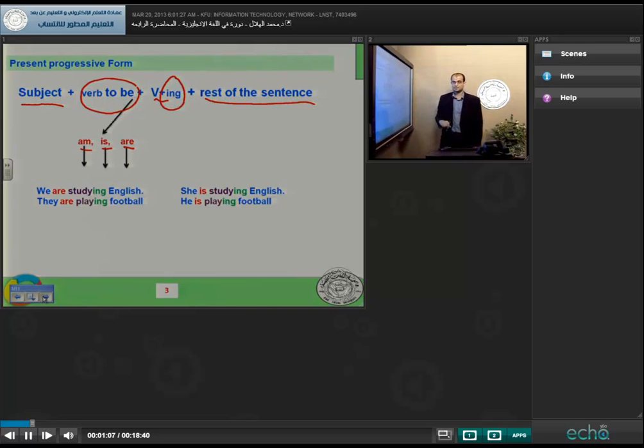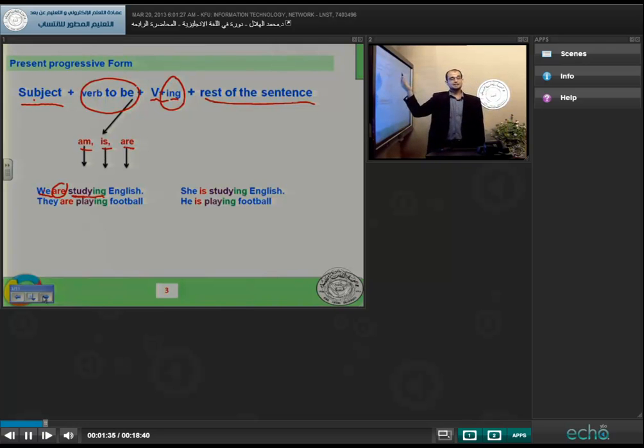Let's have a simple example. We are studying English. Subject, we. Then verb to be, which is are in this example. We are, then the verb, that is the verb study, followed by an ing. So studying, we are studying English. So English is the rest of the sentence.